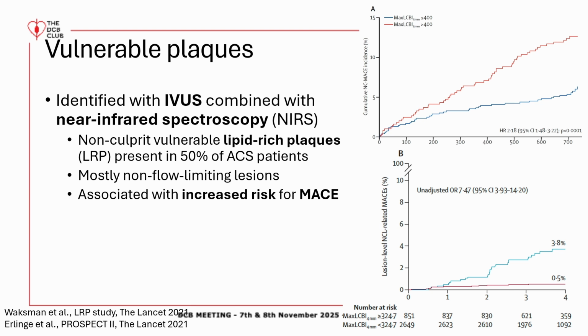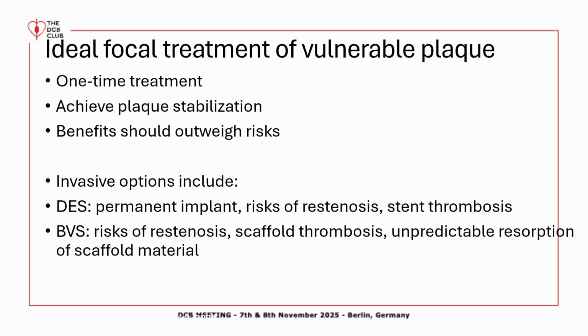They are known to be present in approximately 50% of ACS patients in non-culprit lesions. We know this from the LRP and the PROSPECT 2 studies. Those are mostly non-flow limiting lesions that are associated with an increased risk for MACE. And we also know from the PREVENT trial that treating these vulnerable plaques, on top of medical therapy, of course, antiplatelet agents, anti-lipids, anti-inflammatory agents, can lead to clinical benefit.